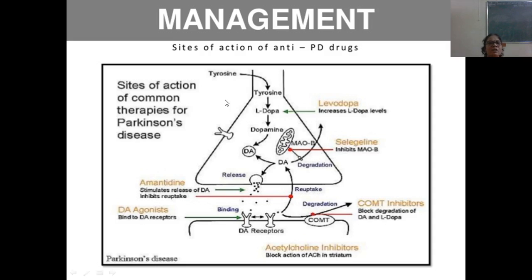These are the therapies that help in Parkinson's disease in decreasing the progression, like levodopa, amantadine and dopamine agonists. These are the acetylcholine inhibitors, and how they act.